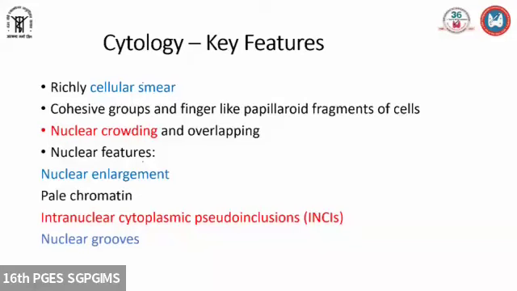So, to conclude the cytomorphological findings of the present case: the case showed richly cellular smears and cohesive groups of cells along with finger-like papillary fragments. Tumor cells are displaying nuclear crowding and nuclear enlargement along with pale chromatin, intranuclear cytoplasmic inclusions, and grooving. So these features are characteristic of papillary thyroid carcinoma.